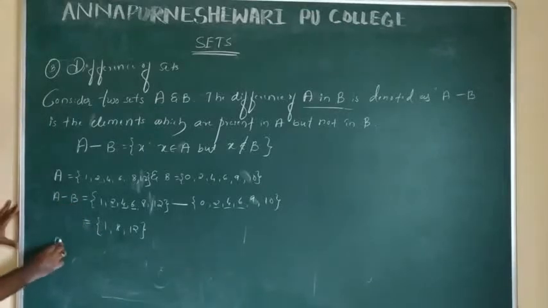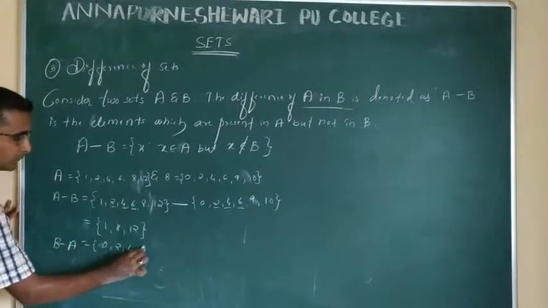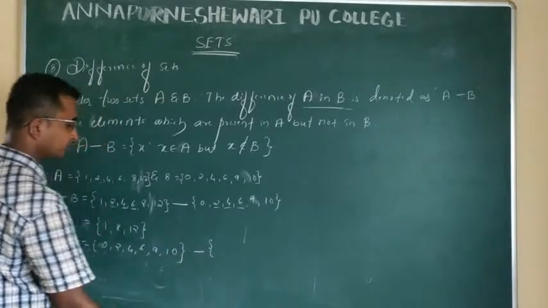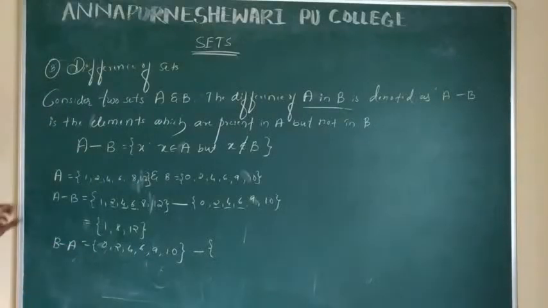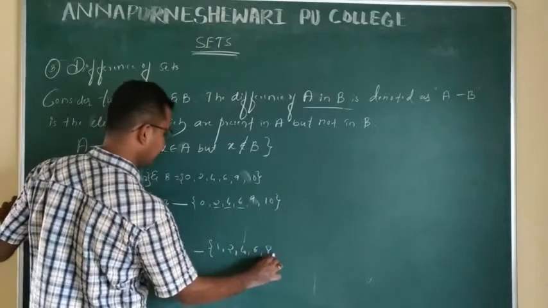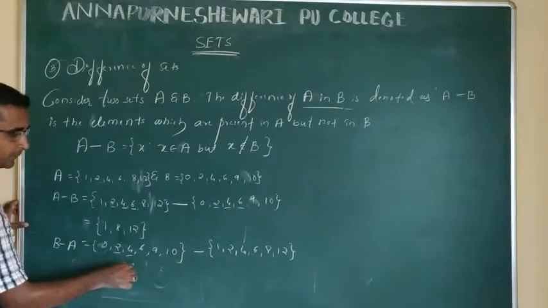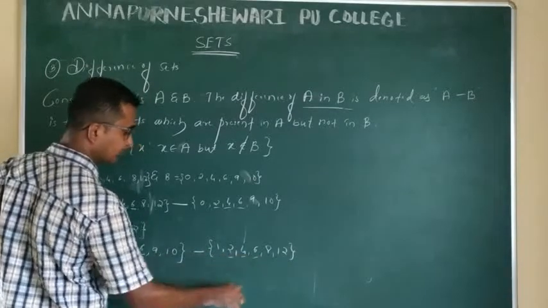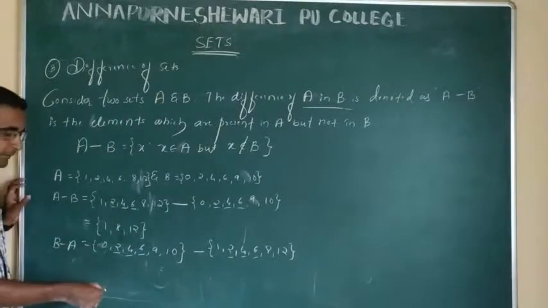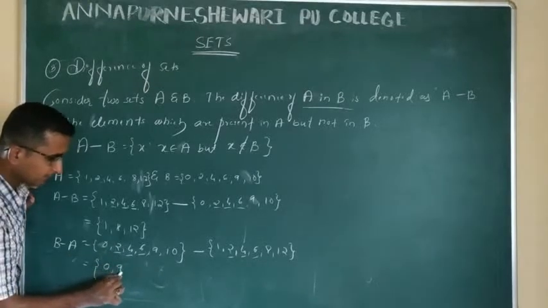Getting? Then what can we write for B minus A? Look here. Again I am taking 0, 2, 4, 6, 9, 10 minus A, that is 1, 2, 4, 6, 8, 12. Again the common elements are the same, 2, 4, 6. The elements which are present in B but not in A, the elements left in set B, are nothing but B minus A.